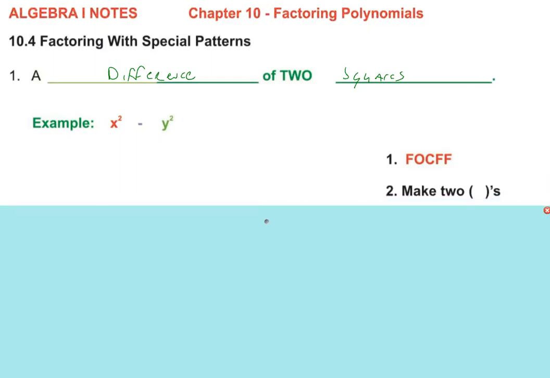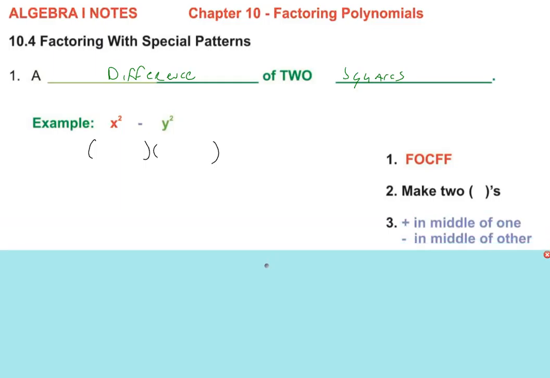Next thing then, two parentheses again. Don't make them real little because we have to put stuff inside. So every difference of two squares, after you factor out the common factors, or if there are none, you start with two parentheses. Next thing you always do, and I'm going to do this in blue, is put a plus in the middle of one of the parentheses and a minus in the middle of the other. That's automatic. You do that every single time for a difference of two squares. Plus in the middle of one, minus in the middle of the other.